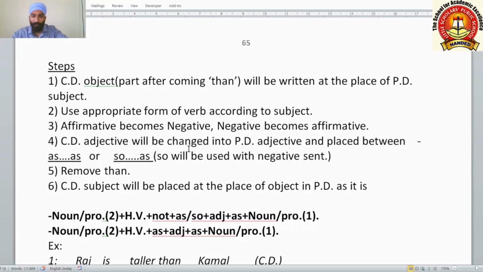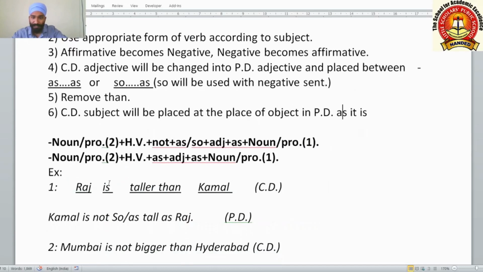Comparative adjective will be changed into positive adjective and placed between as or so as. So will be used with a negative sentence. Okay, remove than. Then comparative subject will be placed at the place of the object in positive degree as it is. Now let us see.